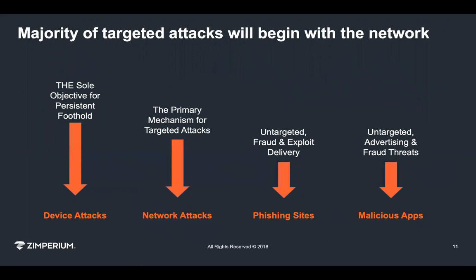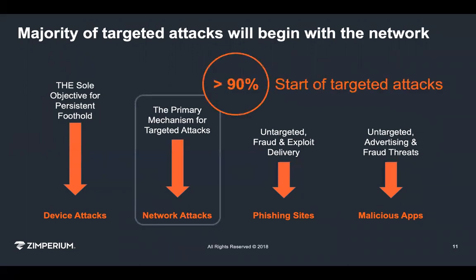So the primary objective in order to be persistent is to compromise the device. The primary way of doing that is the network. Our data shows that 90% of the targeted attacks start that way. We did an entire series of webinars. You can go back and look at them from last year if you're interested, on individual vertical markets.